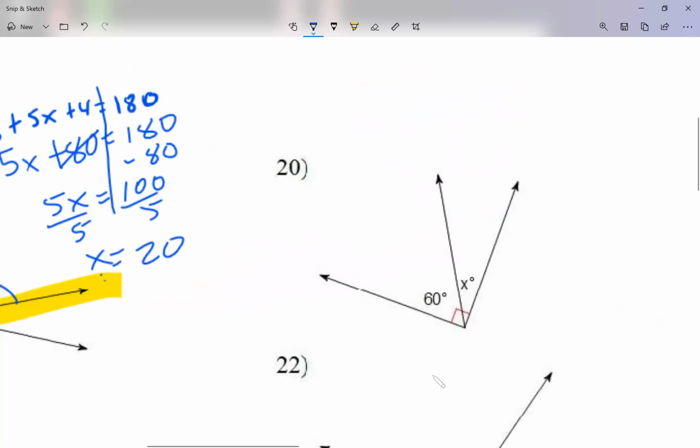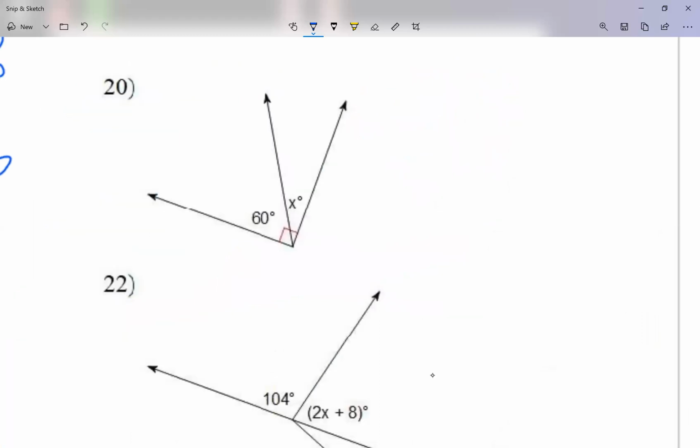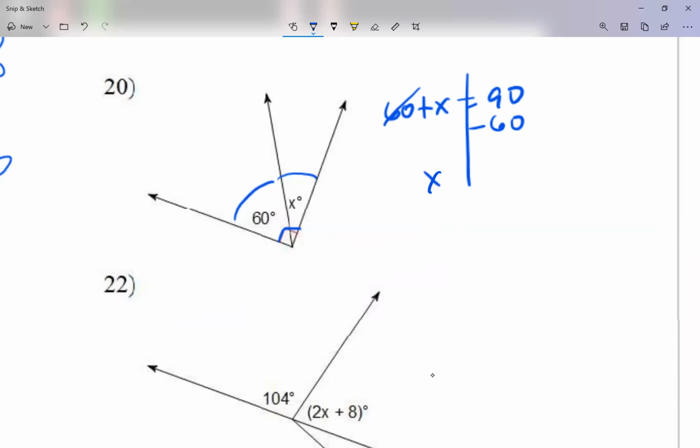Let's take a look at number 20. Now here, I see this is 60 degrees. This is x. It's not quite a line. It's actually 90 degrees. I even see it right here. So I'm just going to go 60 plus x is equal to 90. Separate them through the equal sign. This positive 60, let me move it over as a minus 60. So I get that x is equal to 30.